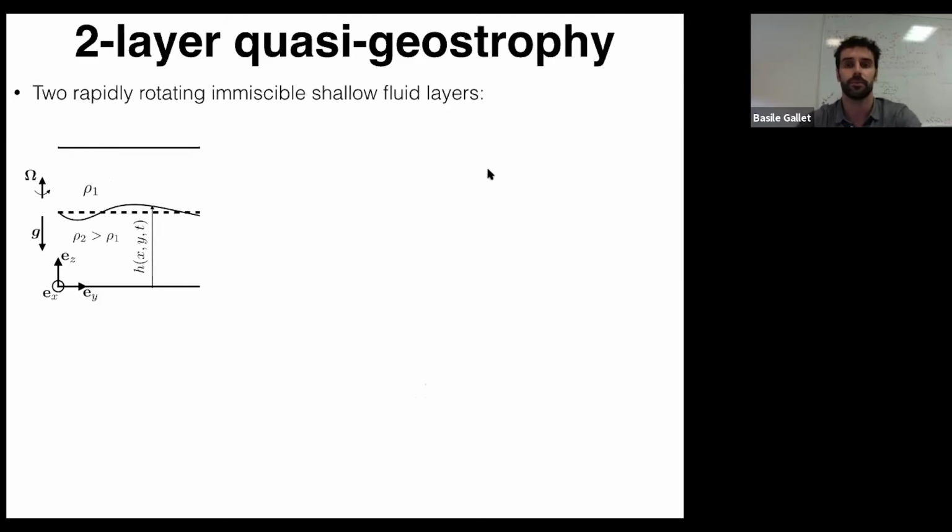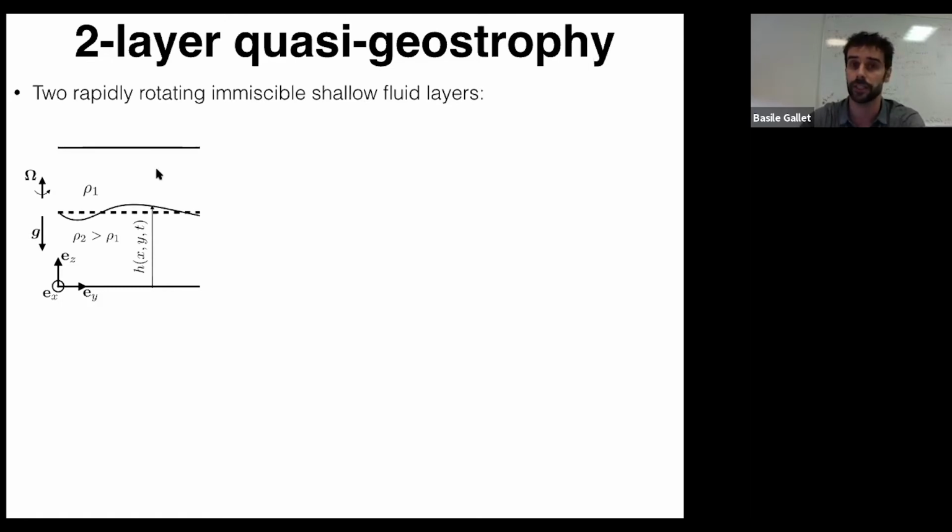Okay, so two-layer quasi-geostrophy. Here is the model. You can see it's quite simple. It's two layers of immiscible fluid that are treated in the shallow water approximation, meaning that inside each fluid layer, the velocity field is independent of the vertical coordinate. These two layers are rapidly rotating around the vertical axis and subject to the gravity. And this fluid here in the bottom layer, it's heavier than the layer on top. And in fact, we'll consider that it's heavier because it's cooler fluid here and warmer fluid on top.